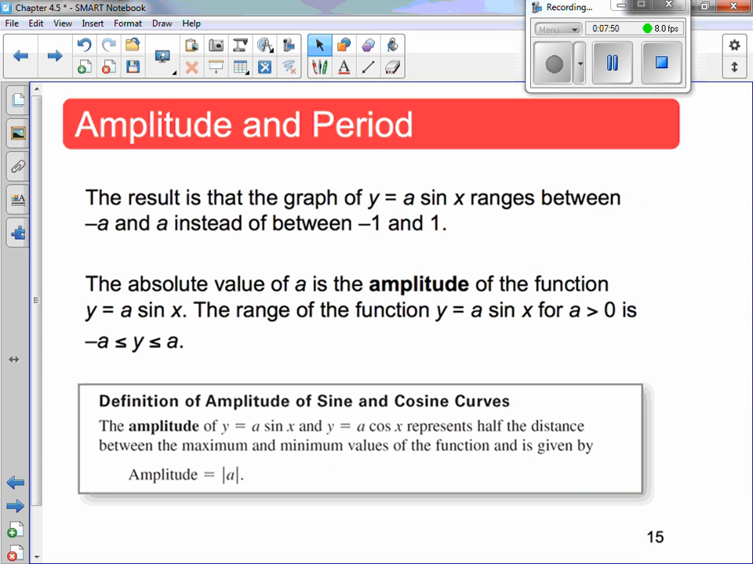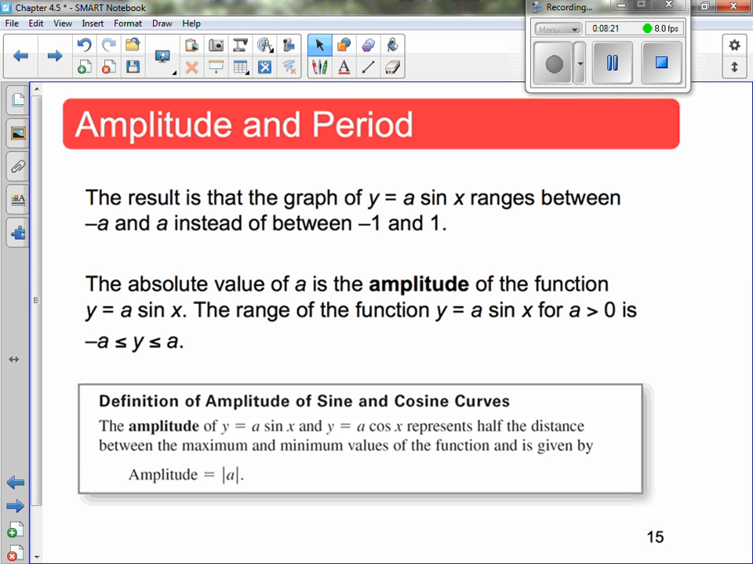So our D value is our vertical translation. Our C is our horizontal translation. And we're going to call the B our period. We're not going to talk about it as a vertical or horizontal stretch or shrink. We're just going to talk about it as the period.